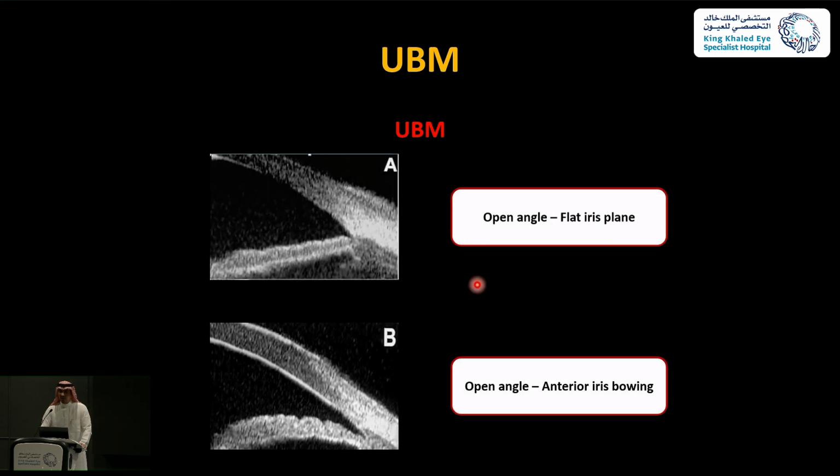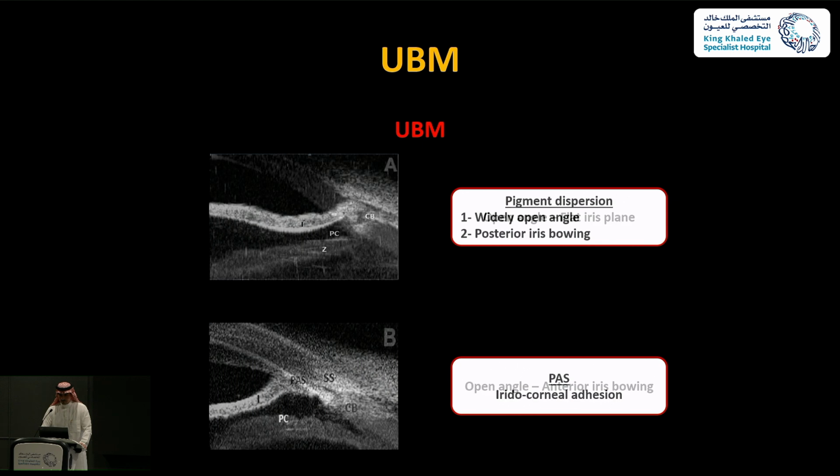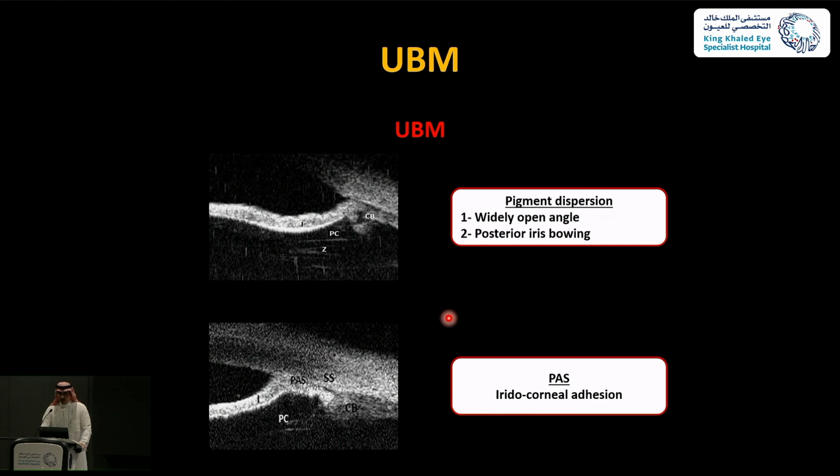Now, we will show you some examples using the UBM or the ultrasound biomicroscopy. So that's a UBM of a patient who has a flat iris plane, and that's the appearance of anterior bowing of the iris and narrowing of the angle, and that's a case that we call a patient with open angle and narrow approach. Again, a patient who is having pigment dispersion in which you have widely open angle and posterior iris bowing, and a patient who is having peripheral anterior synechia and iridocorneal adhesion. If you look at the scleral spur here and you look at the synechia, it's bypassing the area of the scleral spur. So that's a broad peripheral anterior synechia.